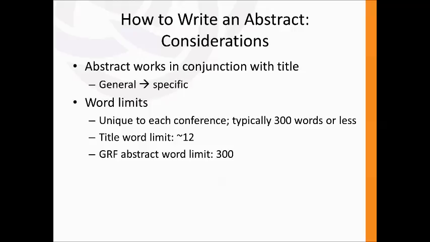I mentioned word limits briefly. They are unique to each conference. Again, typically 300 words or less. The title word limit is typically about 12 words. APA recommends no more than 12 words for journal articles. So the same should apply to conferences throughout. Just keep that in mind. If you can't get it to 12 words or less, then you should rethink how you're writing the title.